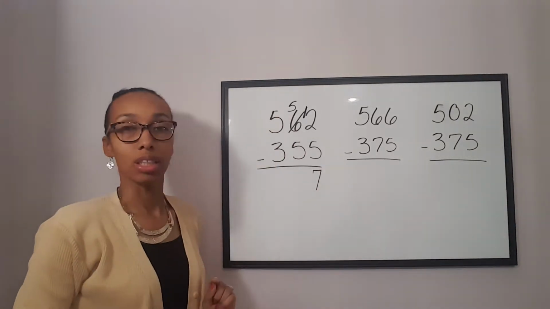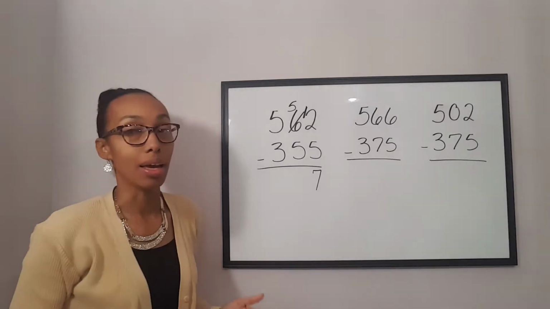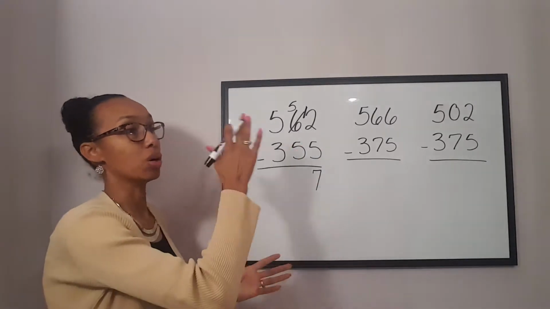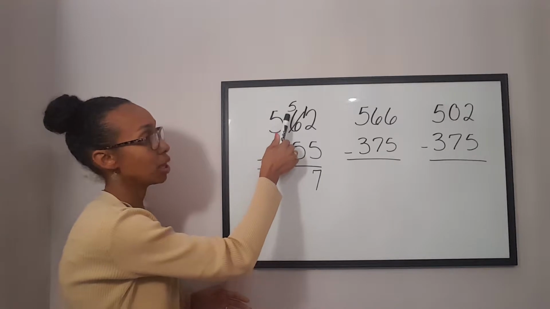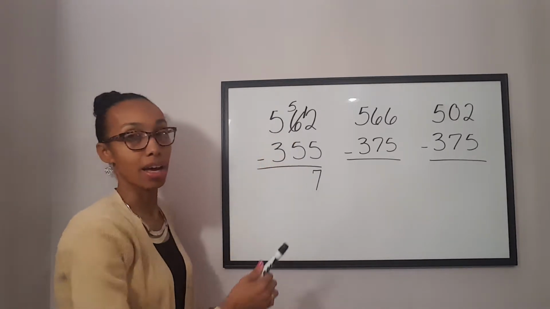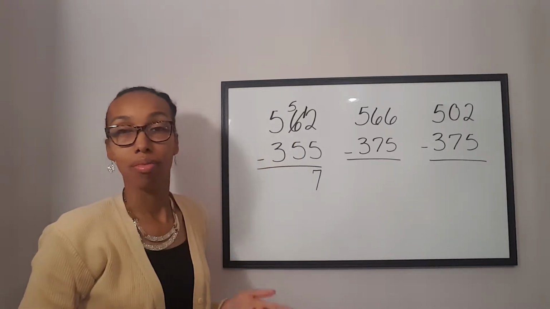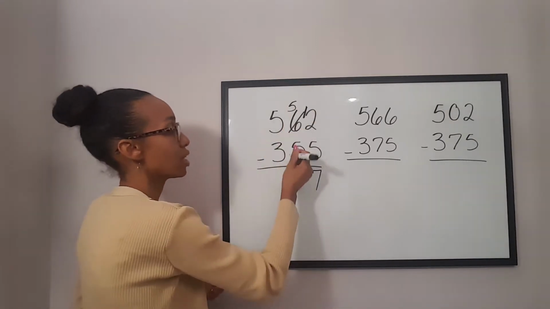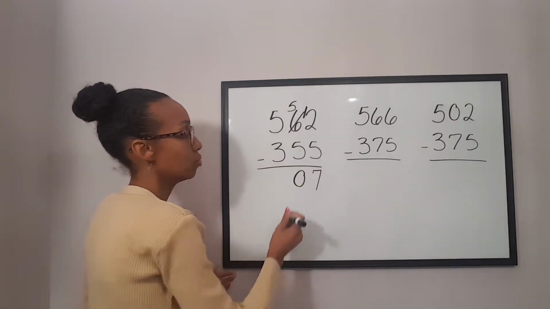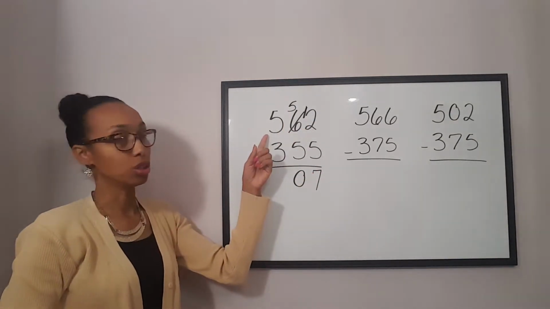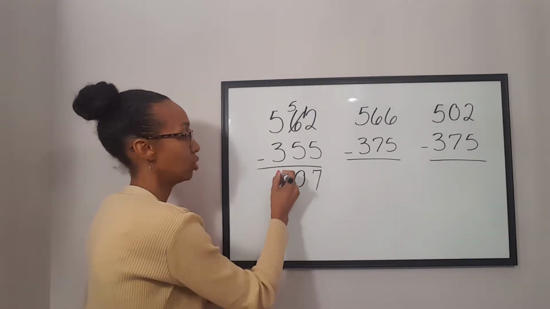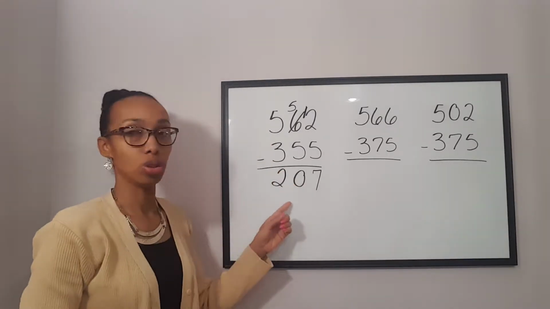Now the question is, do we have to borrow again? And a lot of times people will automatically want to just keep borrowing, but double check. 5 and 5, we can subtract that. They're the same. 5 minus 5 is 0. Our last column, the hundreds, 5 minus 3 is 2. So our answer, 207.